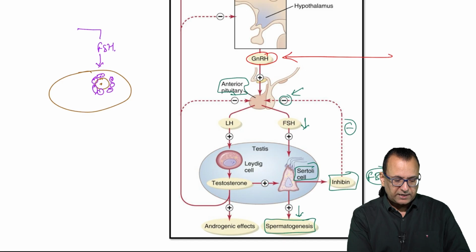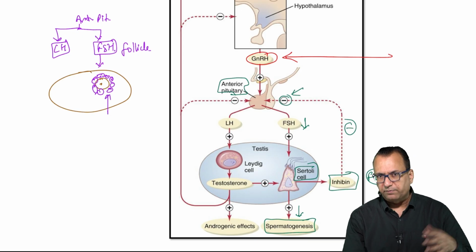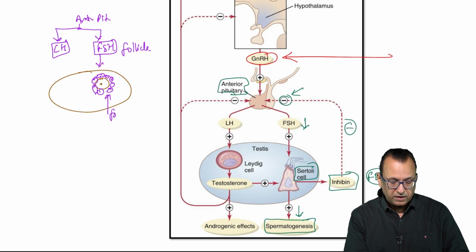Now this FSH, as we understand, will be given by the anterior pituitary. So the anterior pituitary gives two hormones, LH and FSH, and FSH works on, as the name is telling, follicle stimulating hormone. So it was stimulating the follicle. This is the follicle here, which could be primordial, primary, secondary, tertiary follicle.